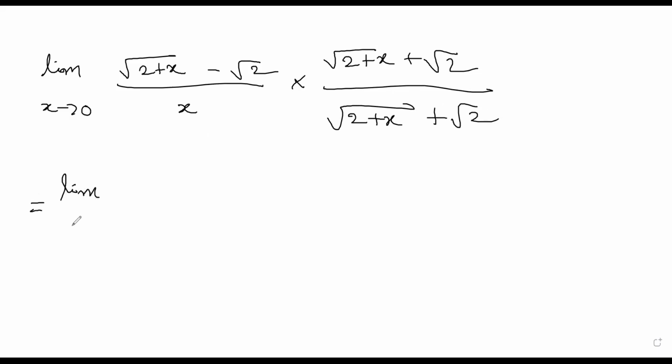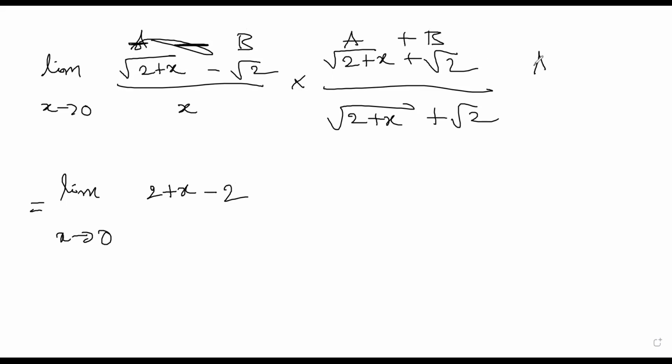Limit x extends to 0. In the numerator it is root of 2 plus x whole square, that is straight away 2 plus x, because square and root will cancel out. Then x, and inside the bracket root of 2 plus x plus root 2. Why? Because this is like a minus b times a plus b.